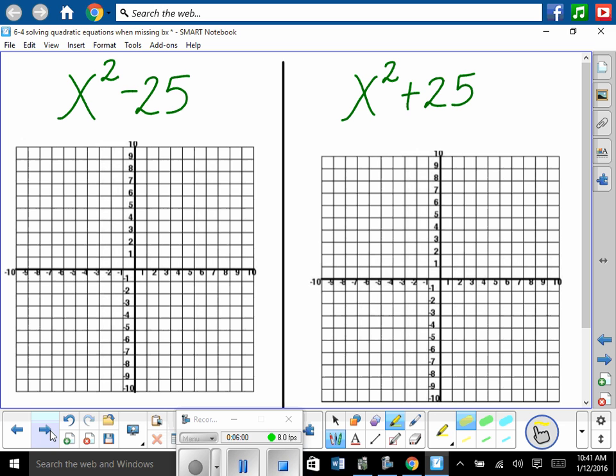So first of all, the first thing we're going to learn is how to find these using our graphing calculator. So let's look at my first example. I say to you, find the x-intercepts of x squared minus 25. Or if I say find the solutions, it's the same thing. So we're going to go ahead and use our graphing calculator. Pull it up. Here we go.